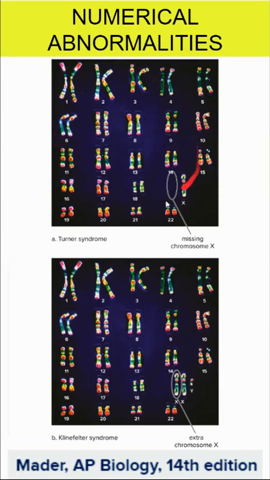Again, if we look at this karyotype, there is an X missing here. So if we are missing an X or a Y, we have Turner syndrome. This one has an extra X, and this would cause Klinefelter syndrome. So sometimes we have monosomy or trisomy, where we have too many or not enough chromosomes, and that also causes some major issues.